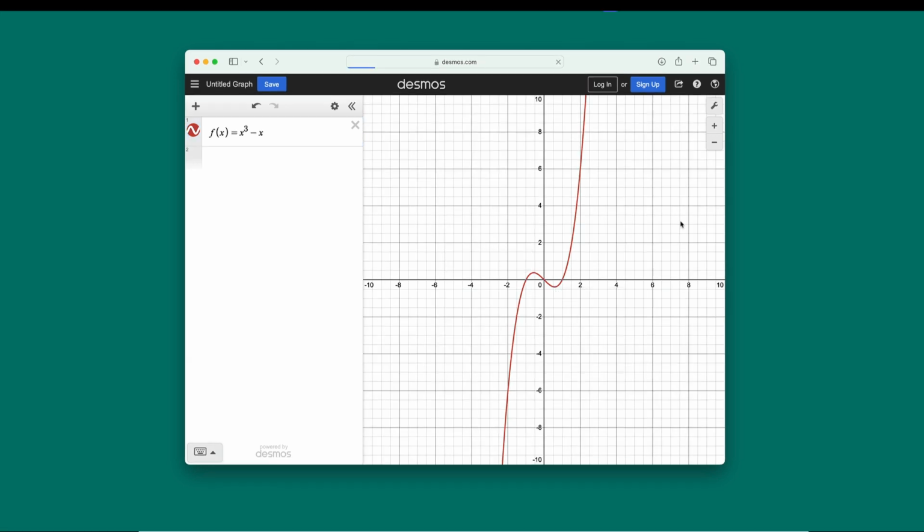All right, so how can we find the domain and range here? Well, once again, as I've looked at the equation, we looked at a similar equation earlier. We have a power function, x cubed minus x.